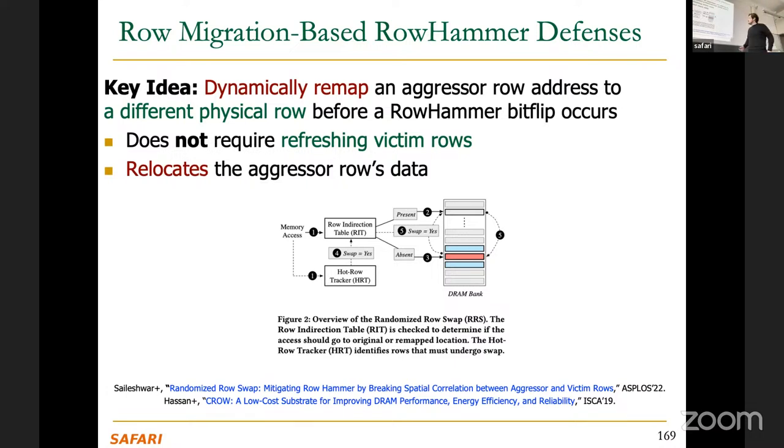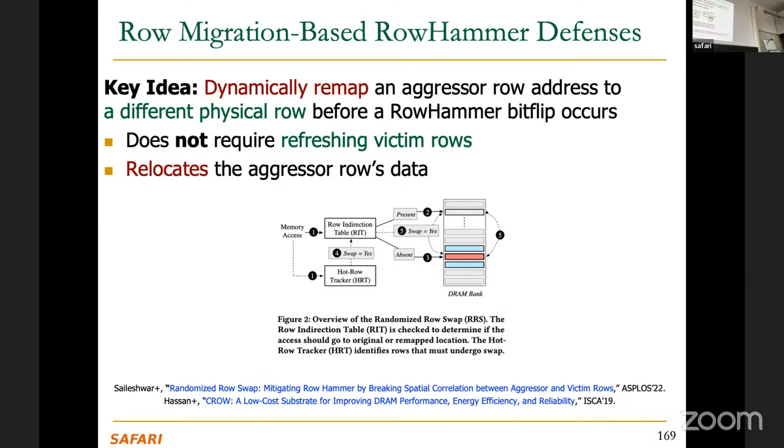That's a very good point. Actually, in this paper we also have some data on a preliminary aging study. How does the HC first of a row change over time? What we did is we ran a RowHammer attack for 61 days. We profiled the RowHammer threshold for every row before and after those 61 days, and we see a reduction for a very small fraction of the rows. That means you cannot profile just one time and be done. You have to periodically profile your rows for their HC first value reduction.